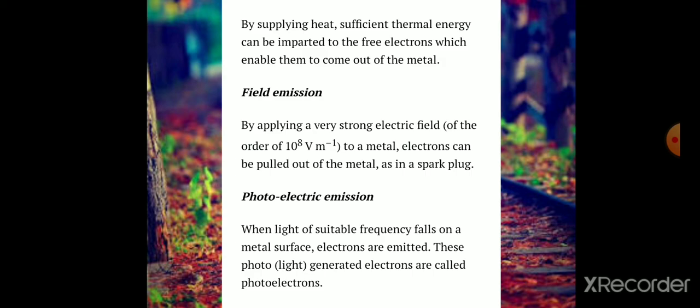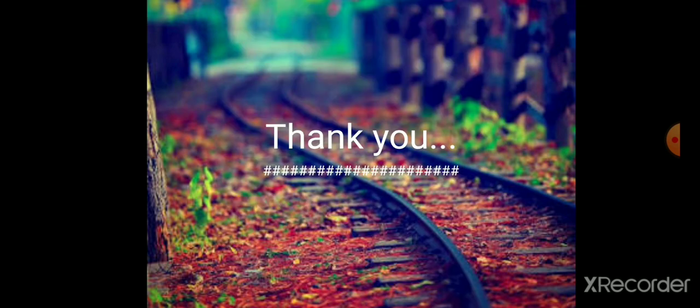And the third type of emission is known as photoelectric emission, which occurs when light of suitable frequency falls on a metal surface. These photo-generated electrons are called photoelectrons. Hope you have understood about the three types of emissions and a brief description of dual nature of matter and radiation.